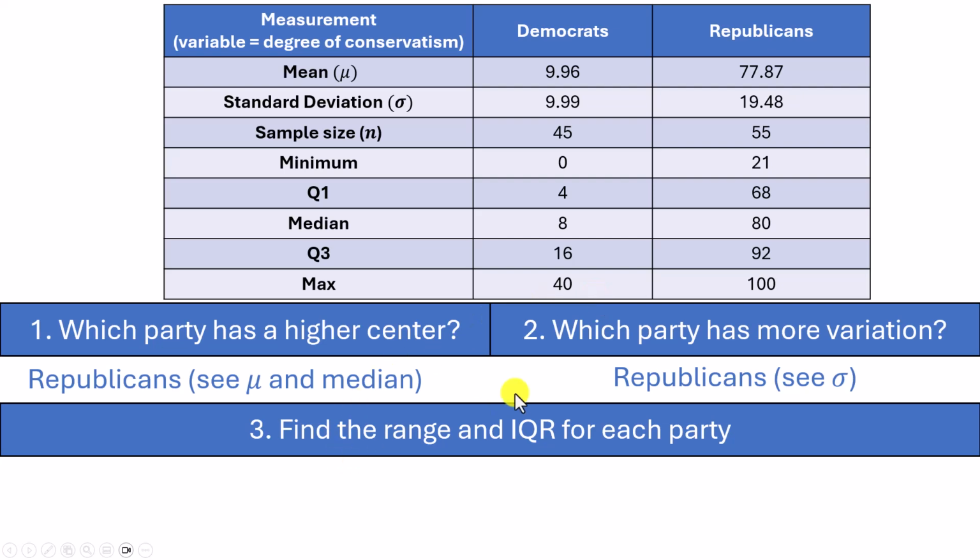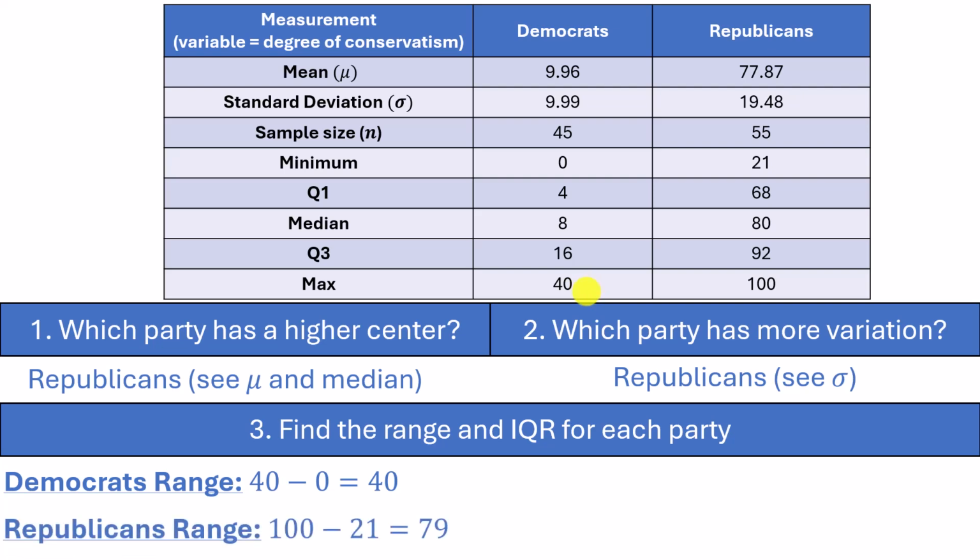Number 3 says, find the range and the IQR for each party. Remember, the range is just the maximum minus the minimum, and the IQR, or interquartile range, is Q3 minus Q1. So for Democrats, the range is going to be the maximum of 40 minus the minimum of 0, which is just 40. The distance between the smallest to the largest value for Democrats is just 40 units. For Republicans, the range is the maximum of 100 minus the minimum of 21, which ends up being 79. The distance between the smallest conservative value for Republicans to the largest is 79 units.